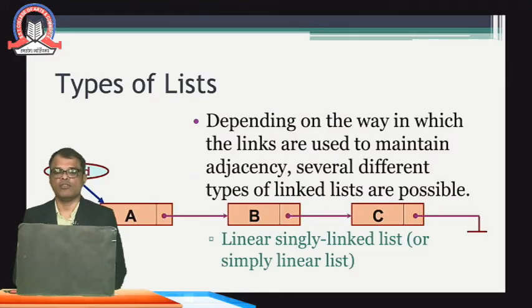Now, types of list. We have seen linked list, and there are different types of list. They are as follows. Depending on the way in which the linked lists are used to maintain adjacency, several different types of linked lists are possible. This is the linear singly linked list, or simply linear list.